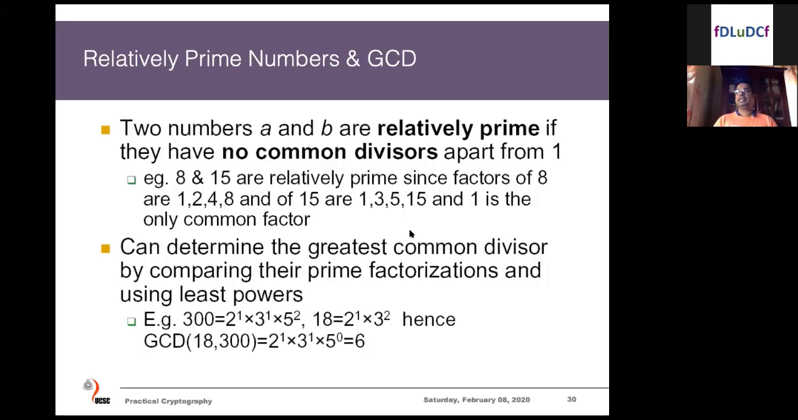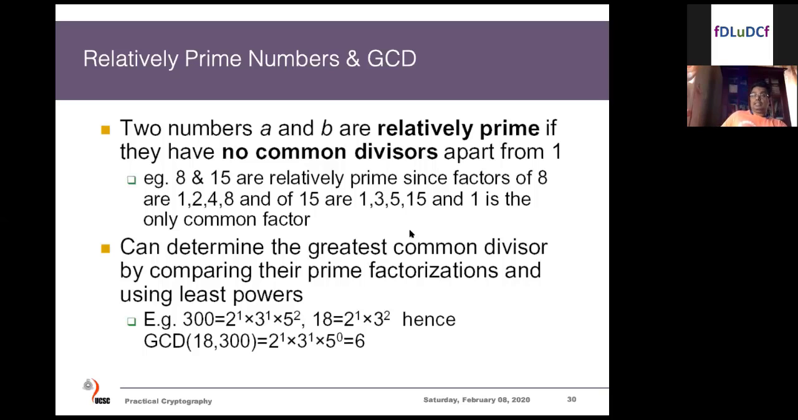For example, if you take any two prime numbers, like 7 and let's say 13, both are prime numbers. So definitely they don't have common factors. So any two prime numbers are relatively prime numbers, right?